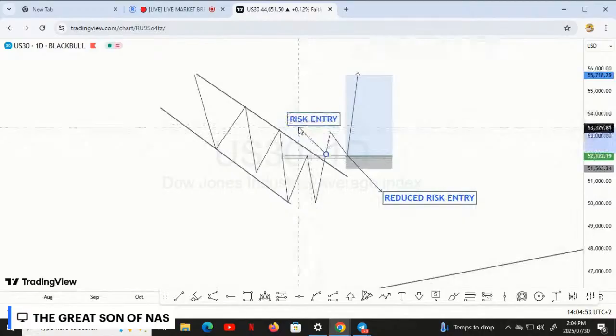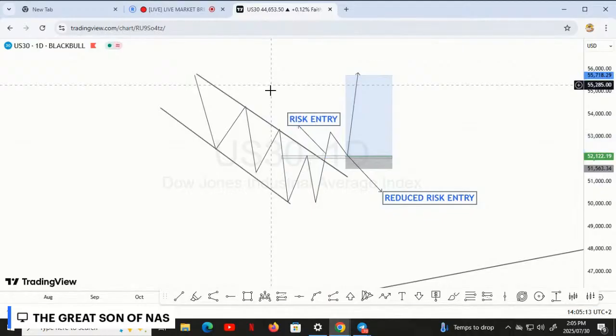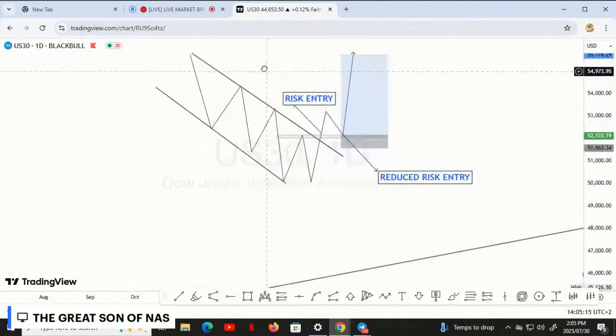Once you enter trade on a breakout, we call it a risk entry. Once you enter trades on a retest, it's a reduced risk entry. These are the types of entry that you guys must look out for. You understand? Before you enter a trade, you must understand that the entry you're taking, is it a risk entry or the reduced risk entry? You understand?